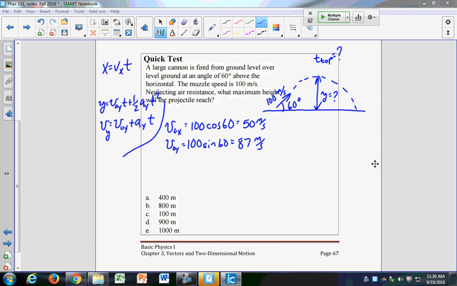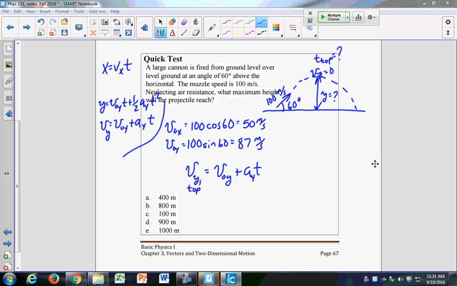Most chose A. I've written down a couple things. I found V0x and V0y here. Actually, we're not going to need V0x, but we will need V0y. I first want to find the time. So I say that Vy is equal to V0y plus ay t. This is Vy at the top, because up here, Vy equals 0.